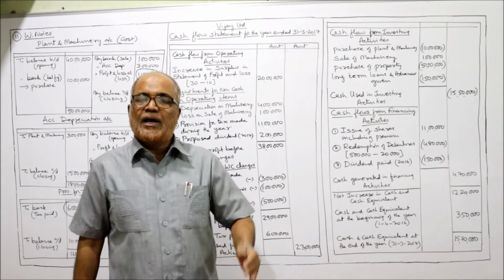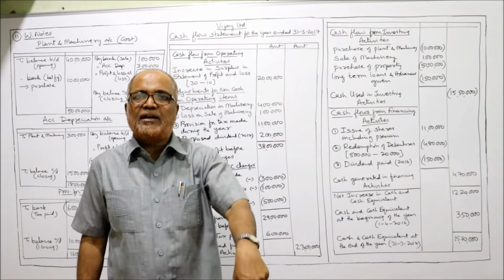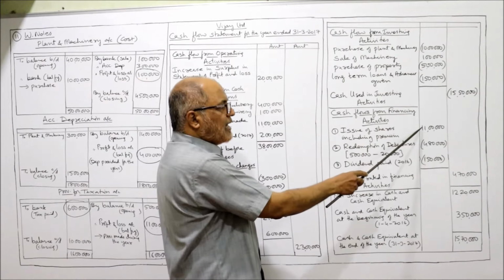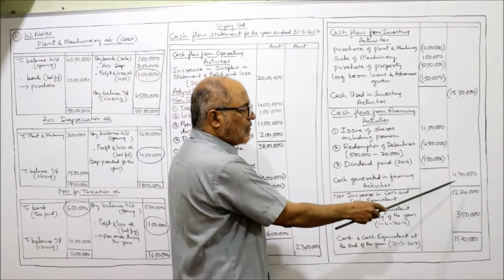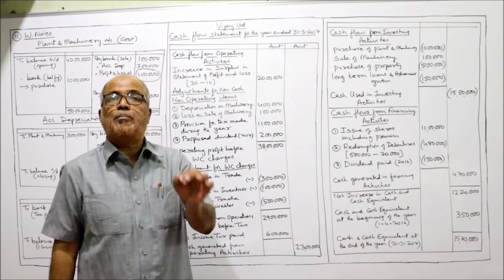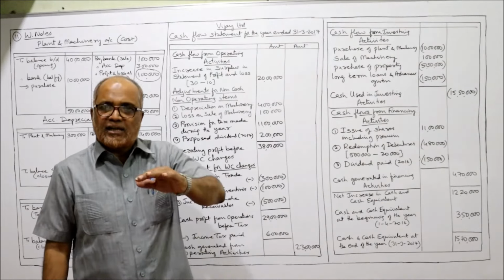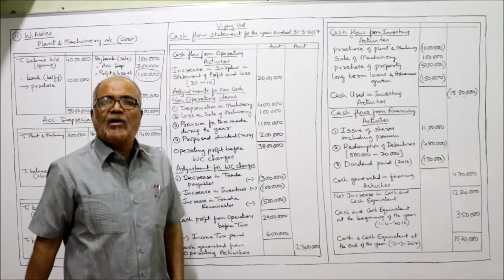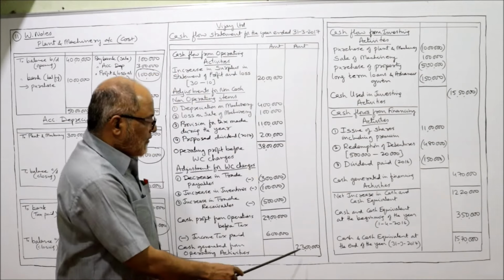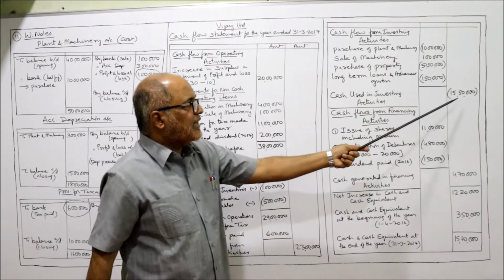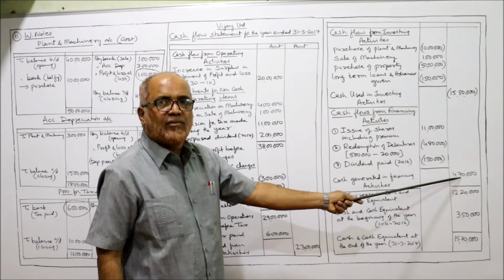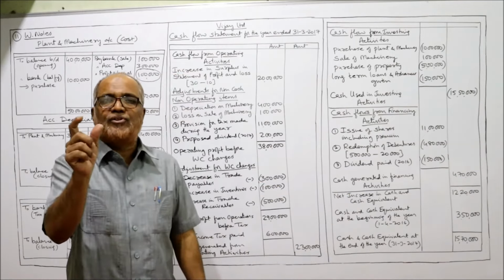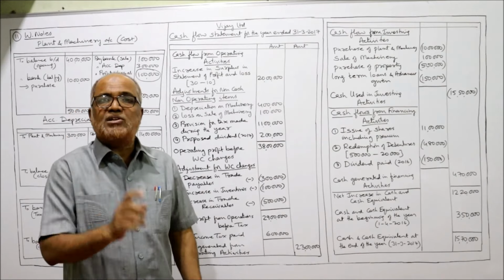Then dividend paid. Last year's proposed dividend is paid during the current year. 1,50,000 payment. So bracket. Now 11 lakh minus 4 lakh 80,000 minus 1,50,000. 4 lakh 70,000 positive. This is the cash generated in financing activities. Over. Now we take the total of the three values. 23 lakh minus 15 lakh 50,000 plus 4 lakh 70,000. You are going to get plus 12 lakh 20,000, positive.